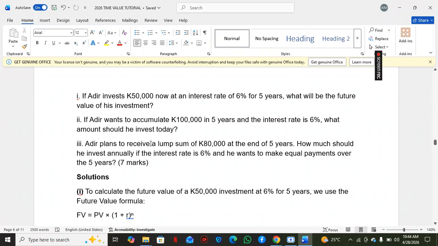Ade plans to receive a lump sum of 80,000 at the end of 5 years. How much should he invest annually if the interest rate is 6% and he wants to make equal payments over the 5 years? So here, this is now dealing with an annuity.